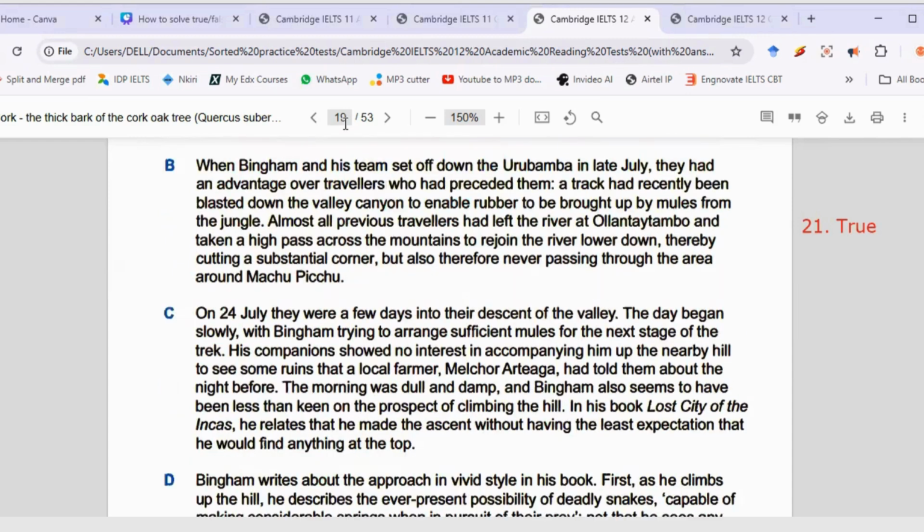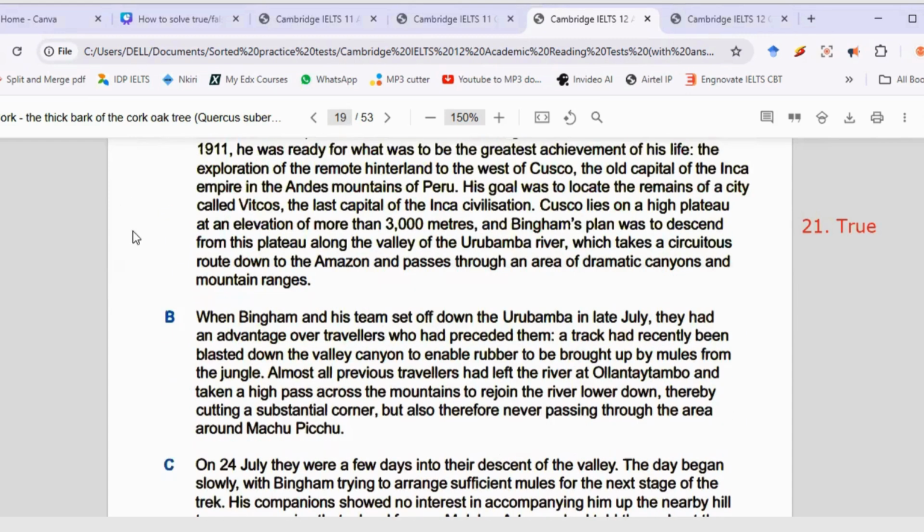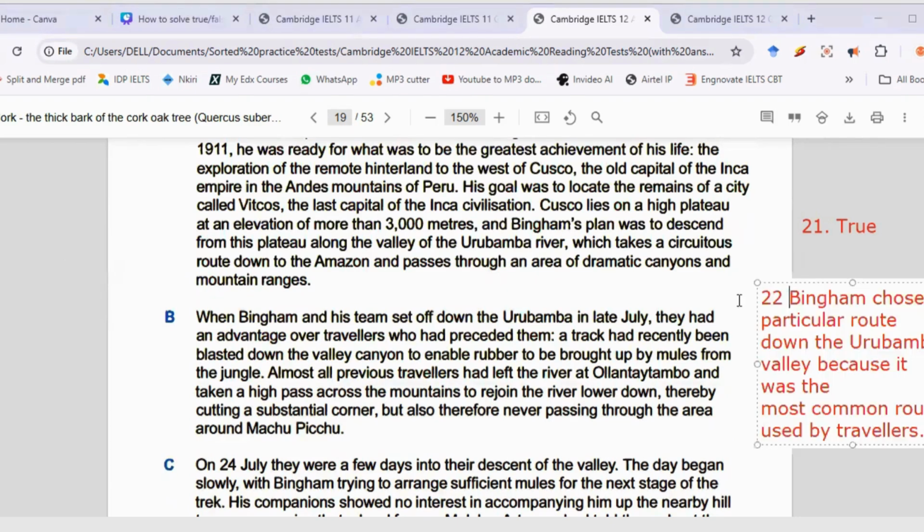Let's put it here. So this is our passage here. This is our paragraph B. And then here's the question, ladies and gentlemen. I want you to tell me, based on what you are reading here, what is the answer to this statement? Is it true or is it false or is it not given? What will be your answer, ladies and gentlemen?